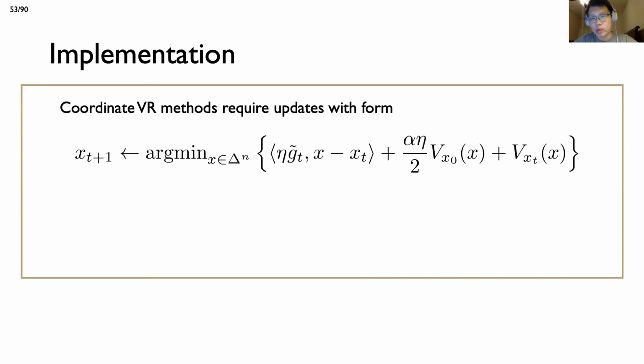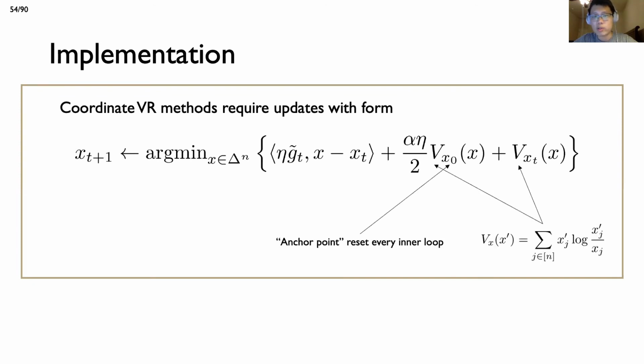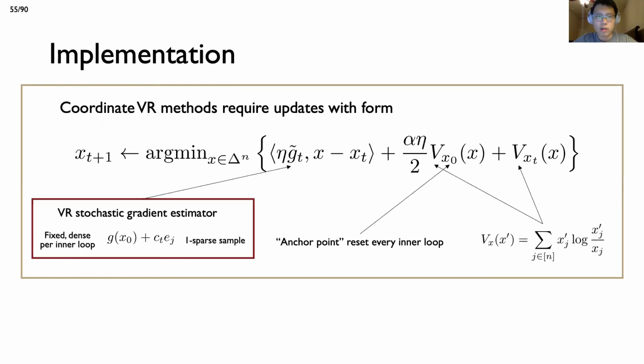Recall that the iterates are recursively defined by the displayed subproblem, which is a minimization of a linear term regularized by two Bregman divergences. The relevant Bregman divergence here is KL divergence. One center is x0, a fixed anchor point computed at the beginning of the inner loop, and one is the previous iterate. The linear term is our variance-reduced stochastic gradient estimator.